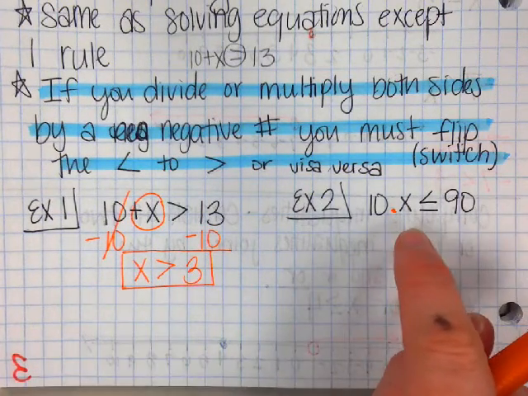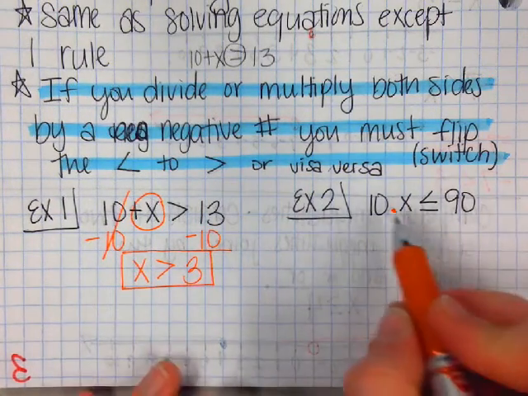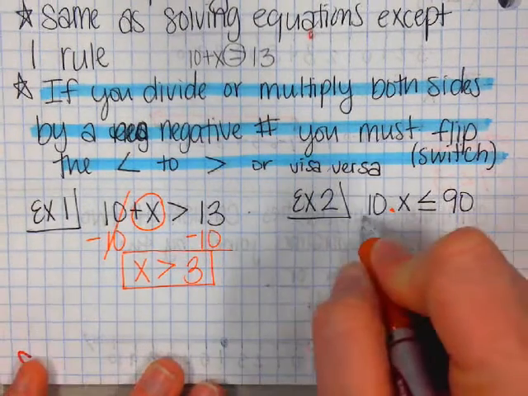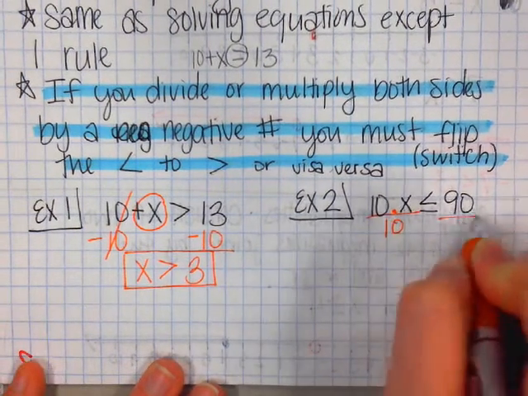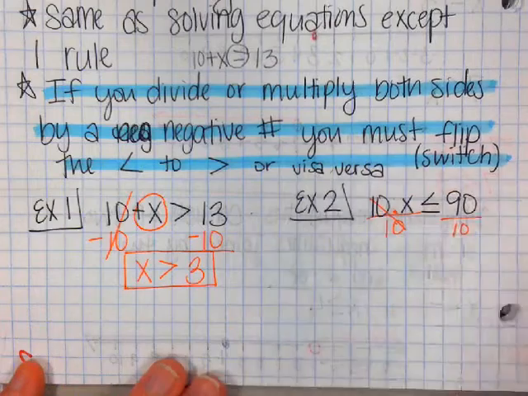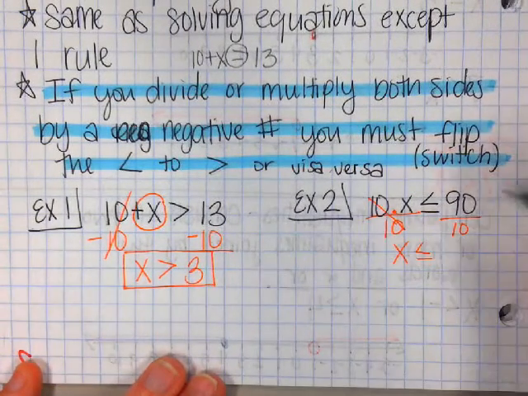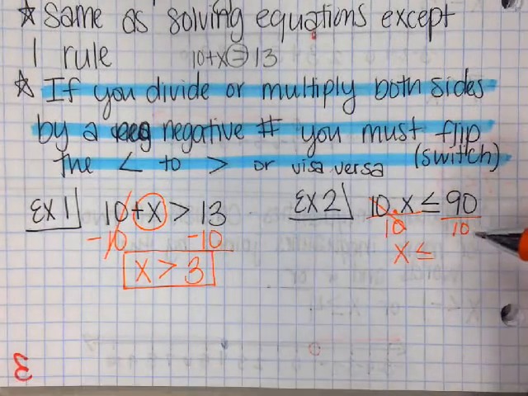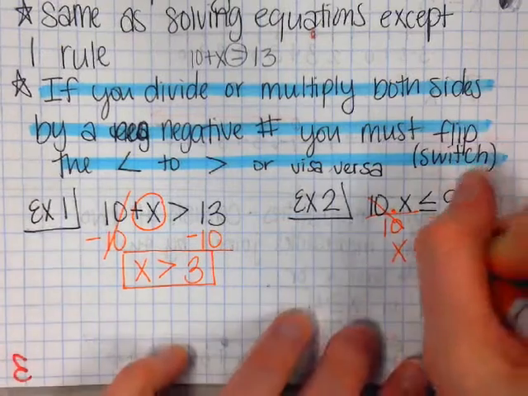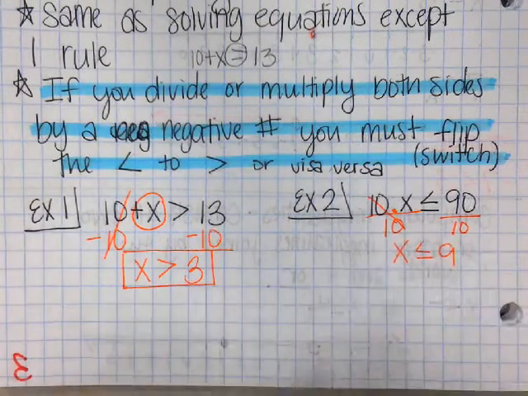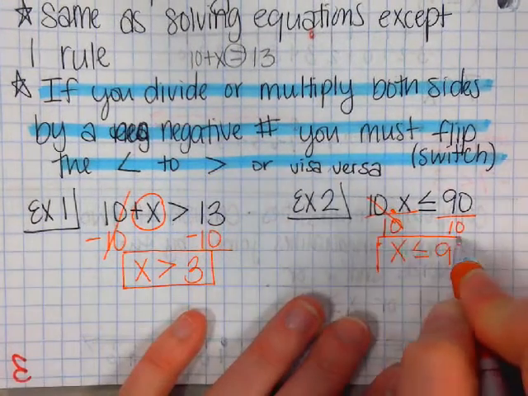If I want to know what just x is, I need to do the inverse operation. The inverse of multiplying by 10 is to divide by 10 and divide by 10. So x is less than or equal to 90 divided by 10, which is 9. So x is less than or equal to 9. It can be any number less than or equal to 9.